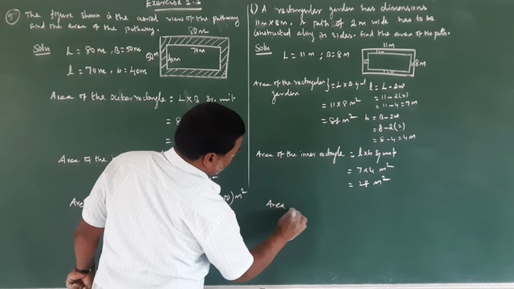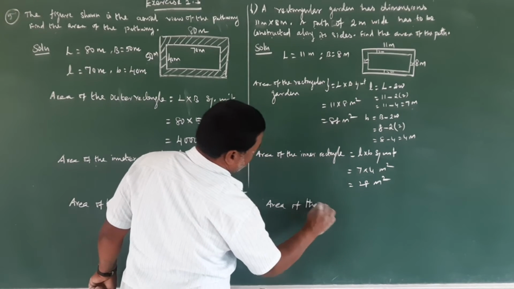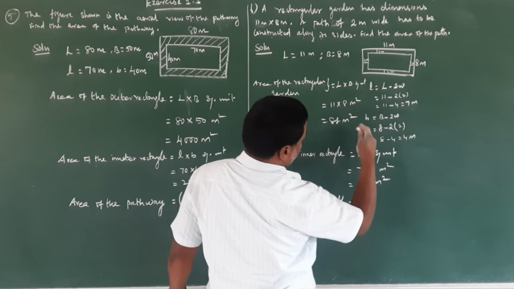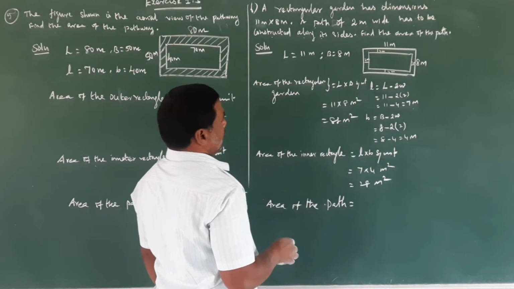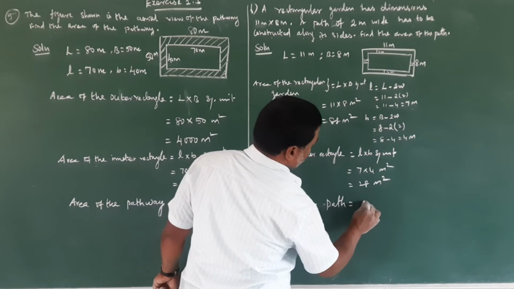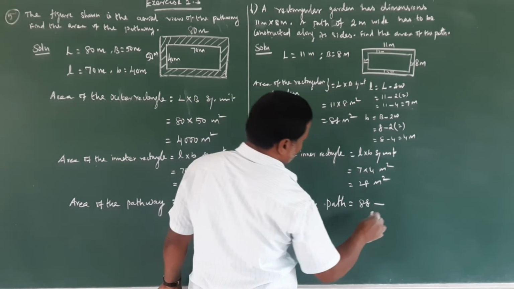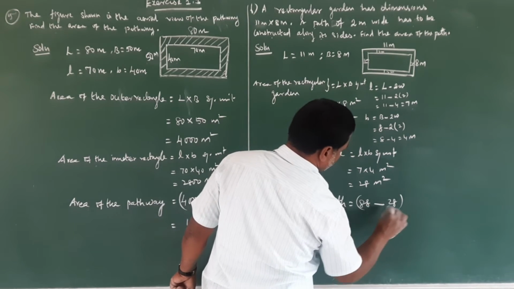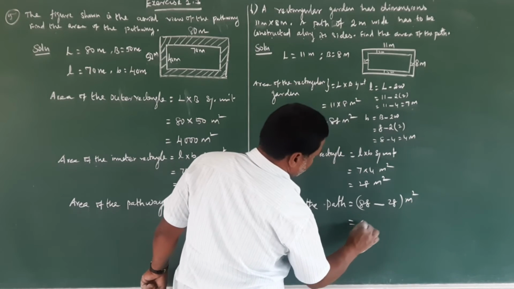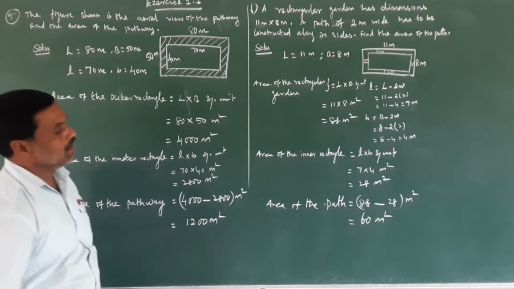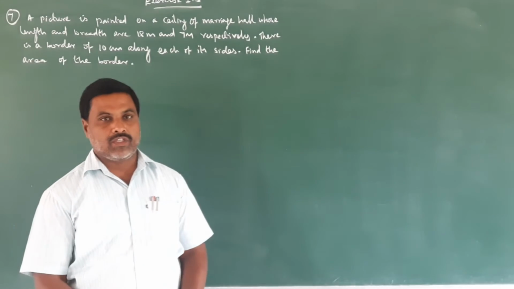Therefore area of the path equal to area of the rectangle garden minus area of the inner rectangle. 88 minus 28 meter square. Now 60 meter square. 60 meter square. Next question.